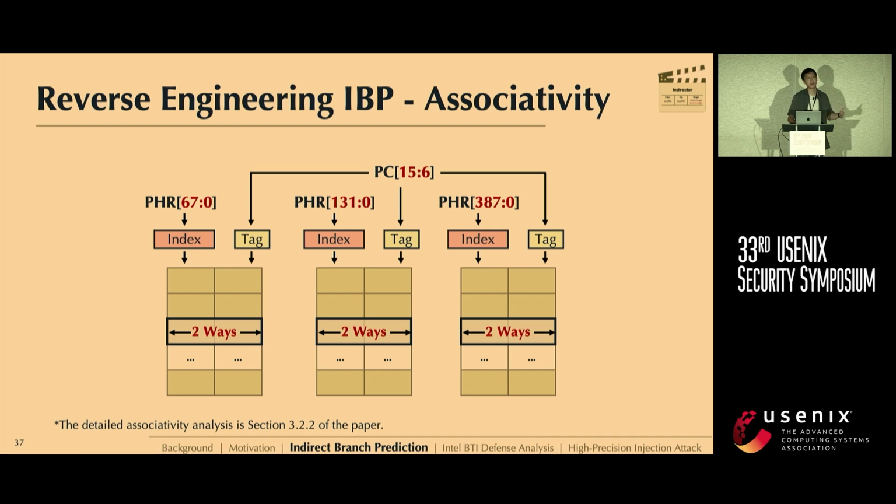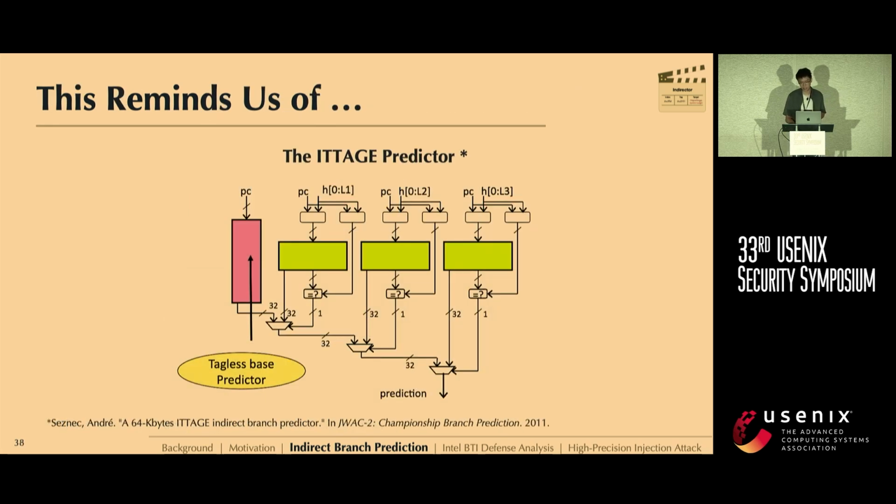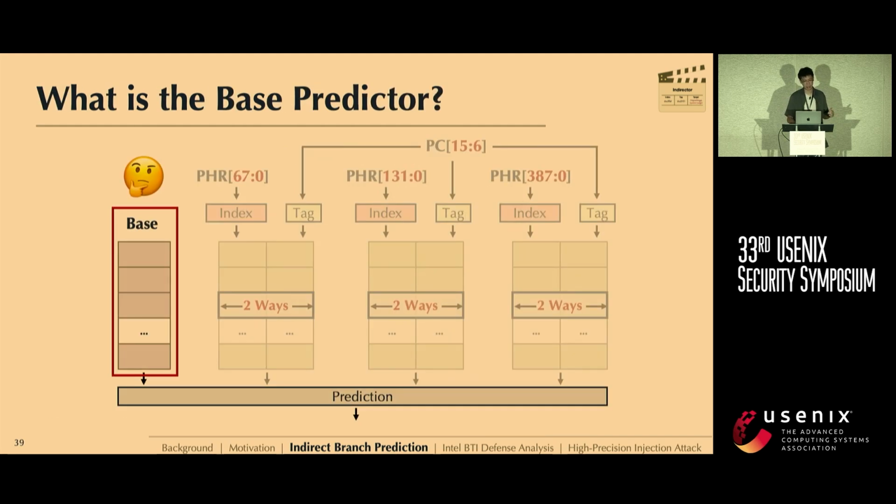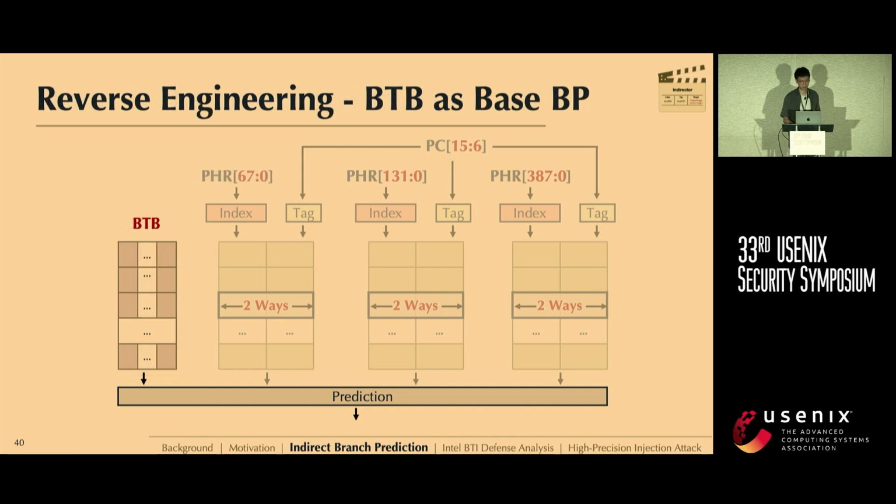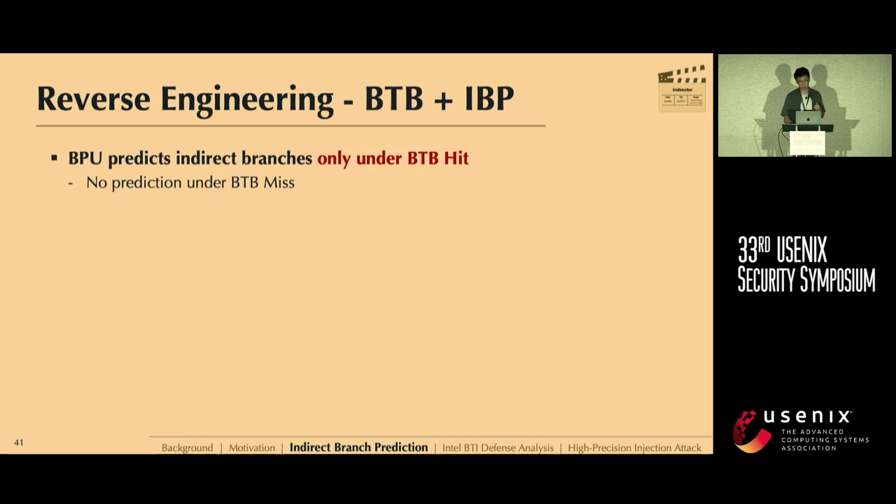Long story short, after detailed analysis, we found IBP has 3 two-way tables. Each is indexed by a different length of PHR. This reminds us of the state-of-the-art predictor, ITTAGE, which means each table is indexed by a different length of branch history, but it requires a base predictor. What is it on Intel? We found it's BTB. We also found BPU predicts indirect branches only under BTB hit.